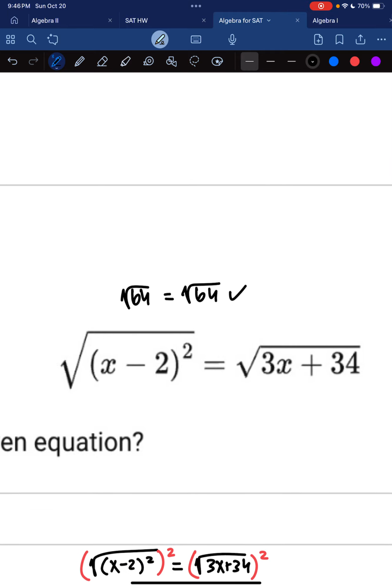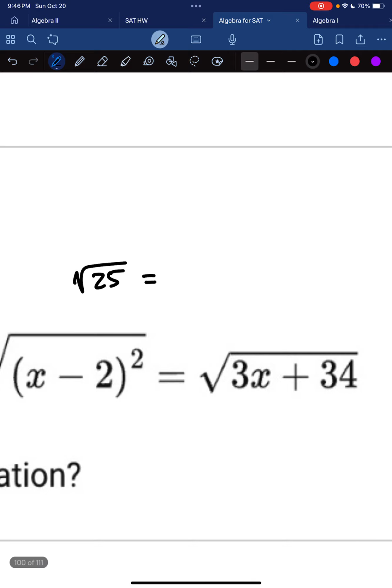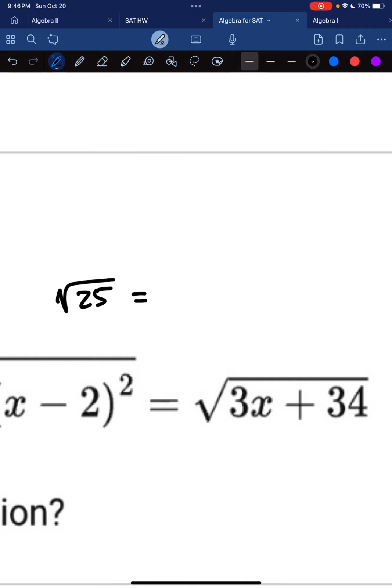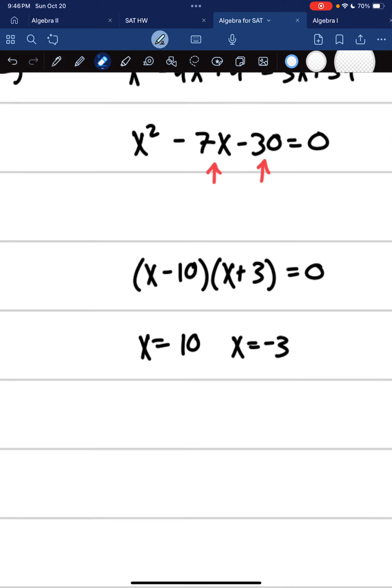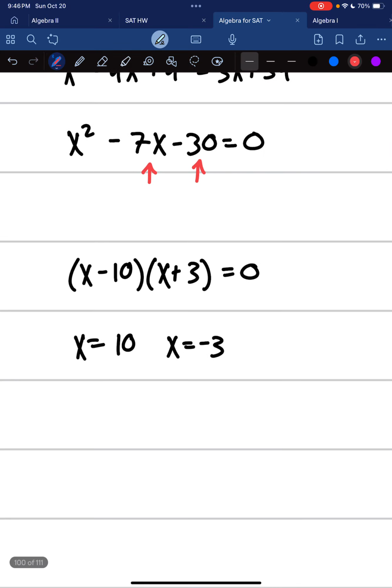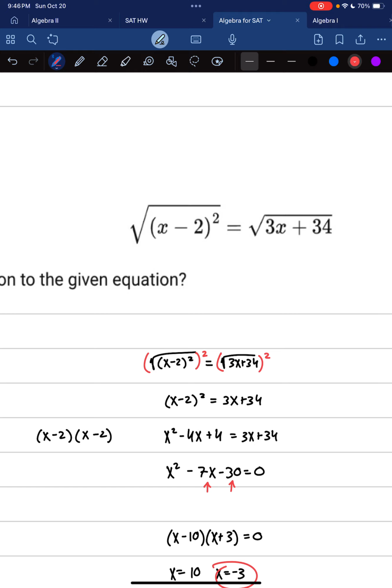And if I plug in x equals negative 3, let's see what I get. I get the square root of 25 is equal to the square root of 25. So this one should work as well. Since both of those solutions work, the smallest of them is going to be x equals negative 3, so that's my answer.